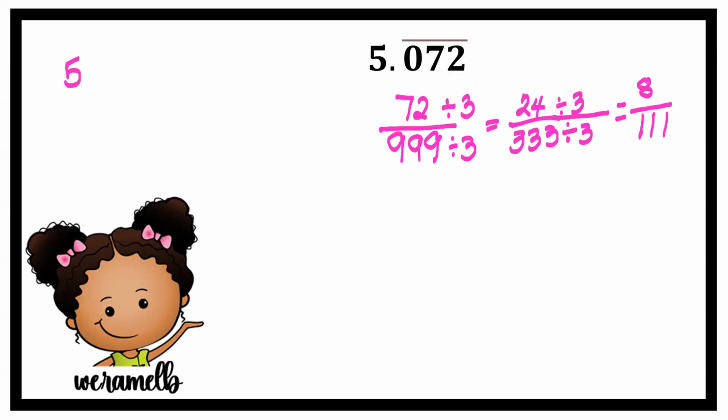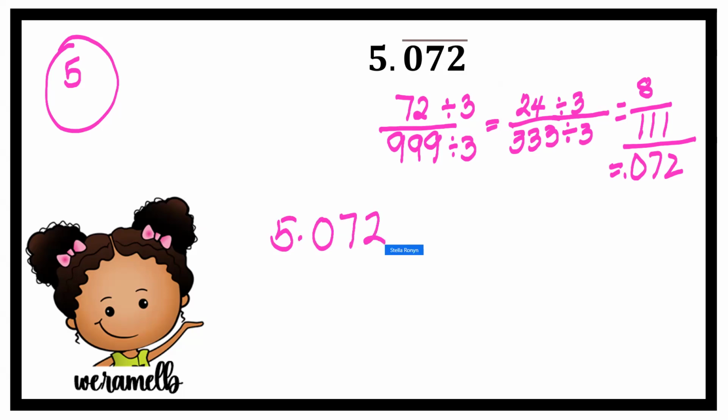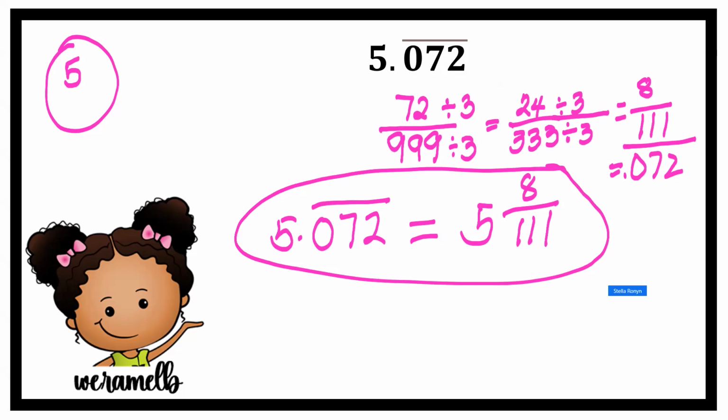Meaning to say, this is the equivalent of 0.072 repeating as a fraction. Now, is this my final answer? No, we need to bring the whole number back. So 5.072 repeating in decimal form should be equal to 5 and 8/111. These are equivalent expressions. One is in decimal form, one is in fraction form. Repeating decimal number into a fraction.